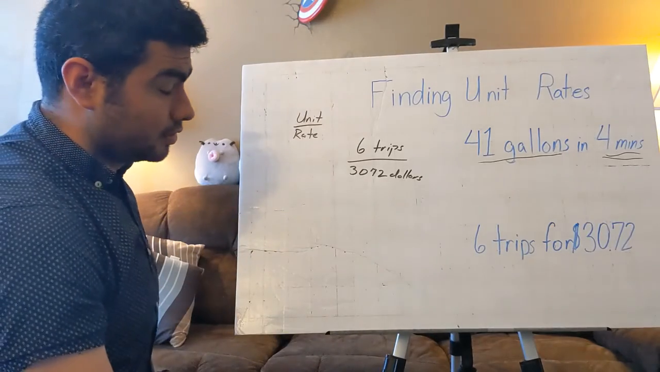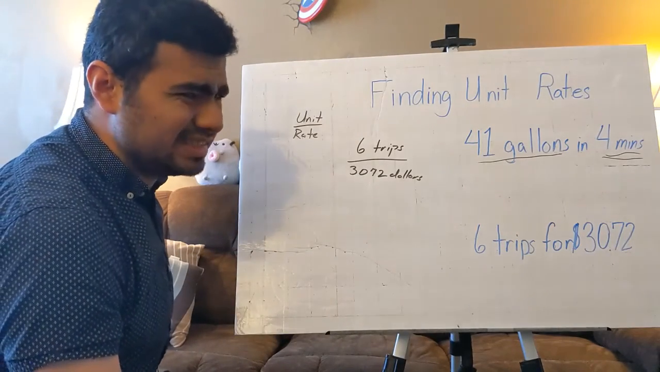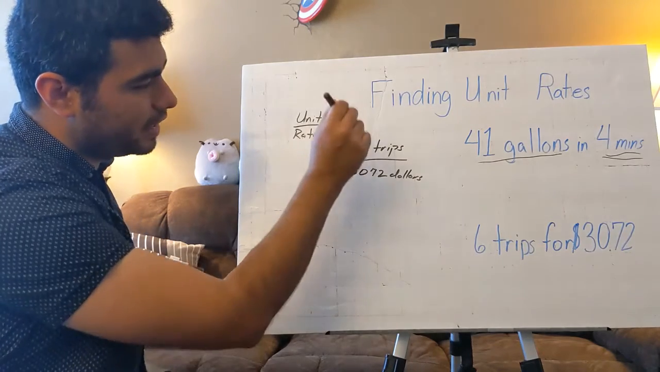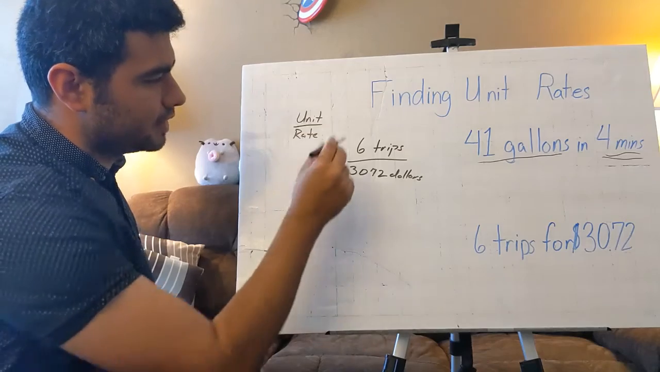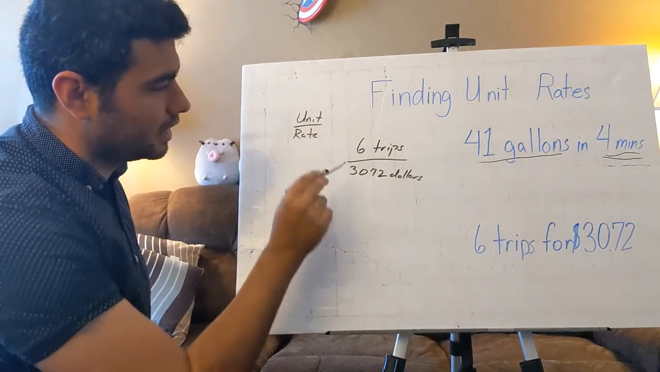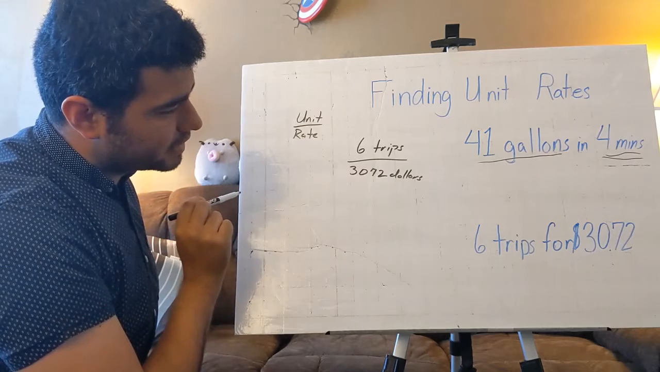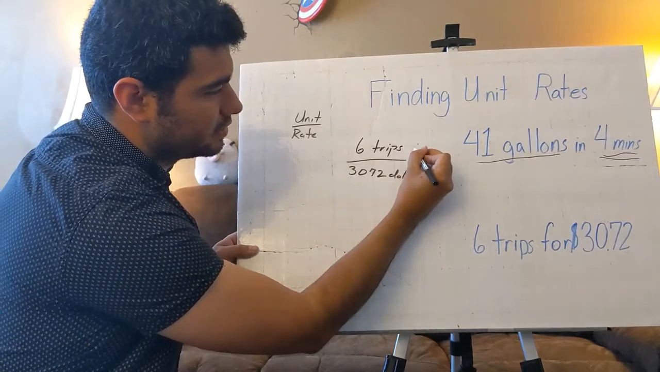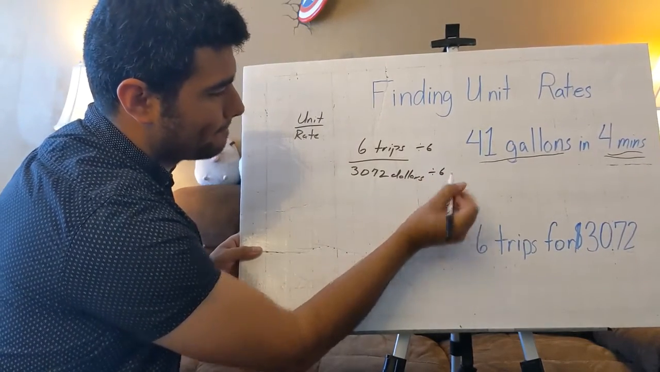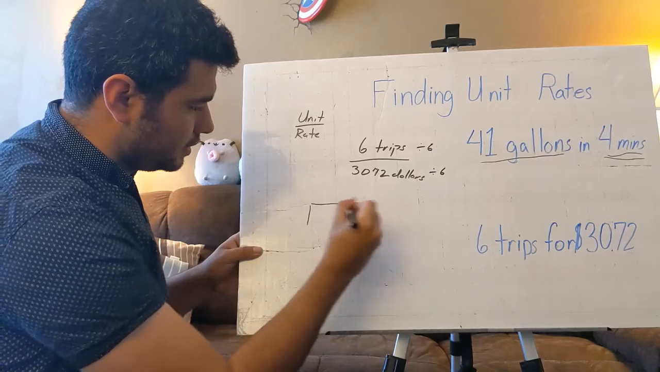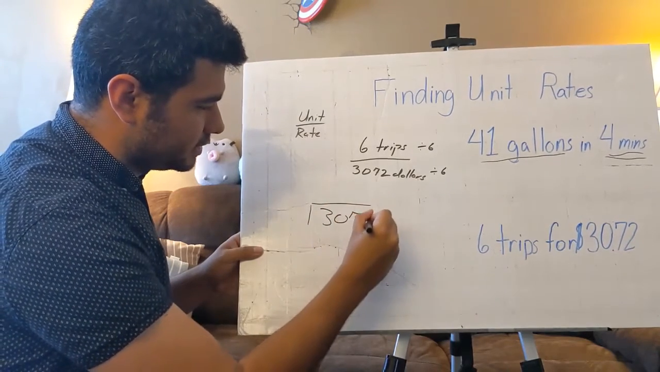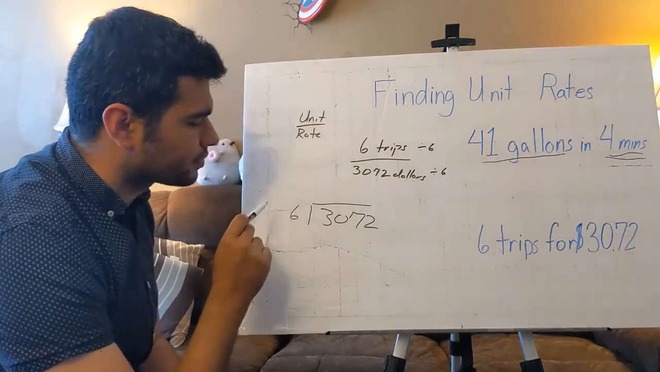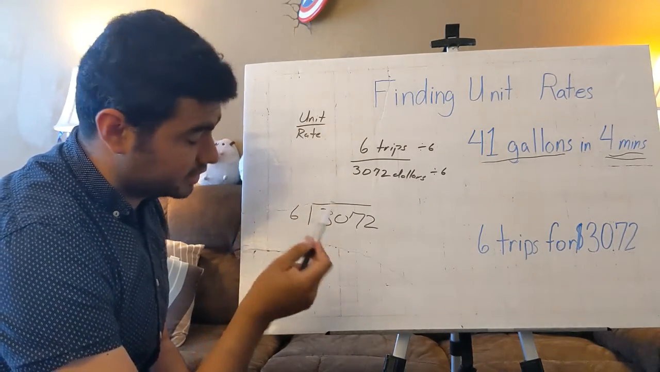Dividing both by $3,072 is going to be a little bit hard. Dividing by 6, that's a lot easier. So I'm going to divide the top by 6. 6 divided by 6, that's going to give me 1. And then the bottom I'm also going to divide by 6. So this is going to be 3,072 divided by 6. That is going to be a little bit of a process. We probably won't go into decimals for this one. So let's just take it step by step.